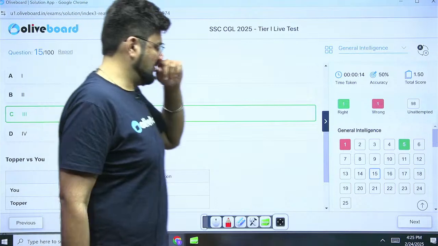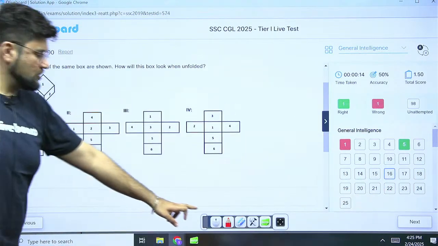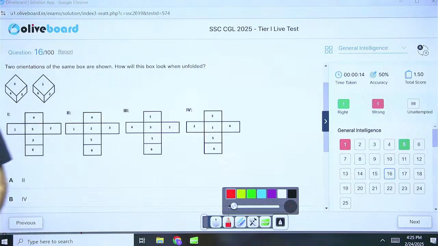Good job guys, very good. Next question. Oh, again an easy question. Dice based question, but asked in the reverse order, reverse format. Let's see who gives me the first answer here.